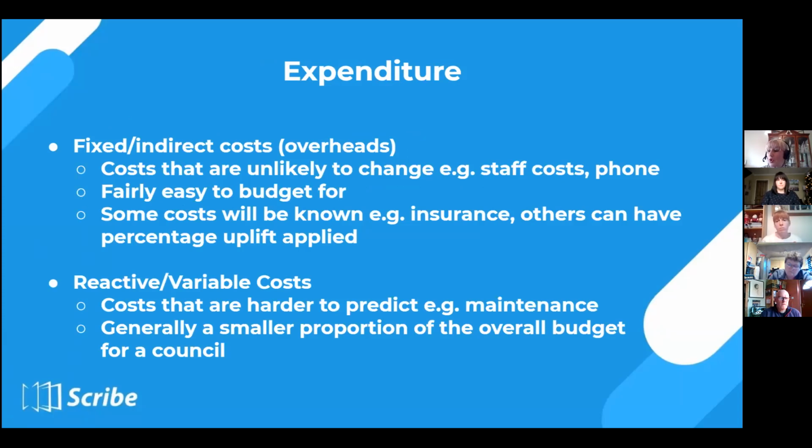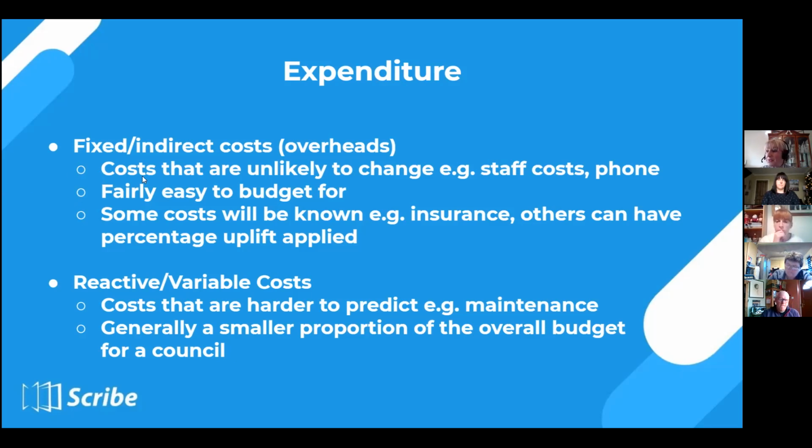You will have what we call fixed or indirect costs, and these are costs that are unlikely to change, such as staff costs and phone contracts, and they're fairly easy to budget for. Other costs may be known, for example, such as insurance, especially if you are tied into a 3-year undertaking, which commonly some councils can be.